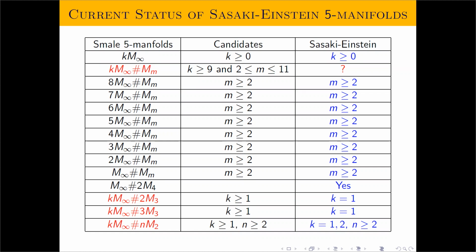And for the M2 case, we know... I missed the one case. When K is 0, 1, 2, we know the answer. It allows the Einstein metric, the Sasaki-Einstein metric. But if K is bigger than 2, then we don't know.